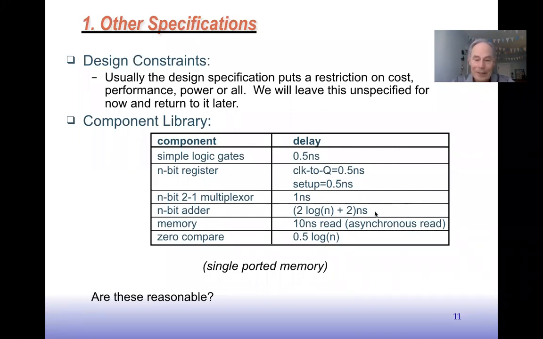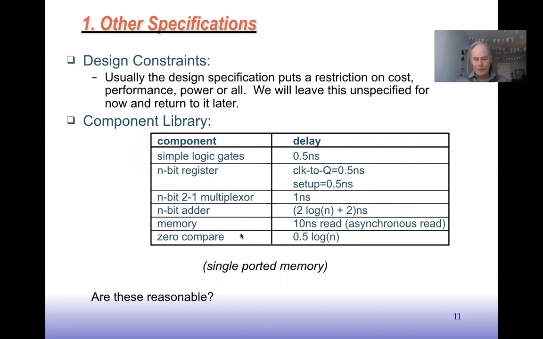Look at the adder. This assumes not a ripple adder. If it were a ripple adder, the delay would be a function of n. Here it's a function of log n, which shows you a little hint of what we're going to see in the future. We're going to figure out how to build adders that have a delay proportional to log of n, and that will come up in a couple of weeks. Memory, 10 nanoseconds, somewhat reasonable.